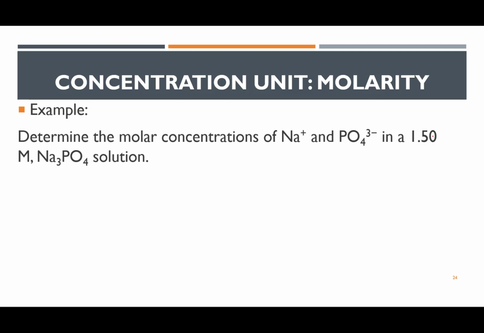Now let's do this problem. You want to calculate the molar concentration of sodium ion and phosphate ion in 1.50 molar sodium phosphate. Then 1 mole of sodium phosphate, as you could see here, is proportional to 3 moles of sodium ion and 1 mole of phosphate ion. Okay, this is a 3-to-1 ratio.